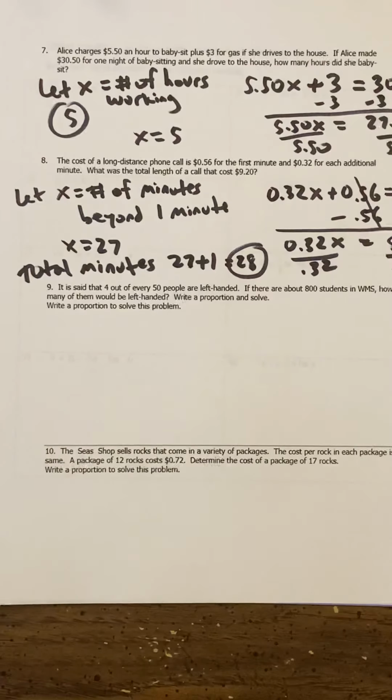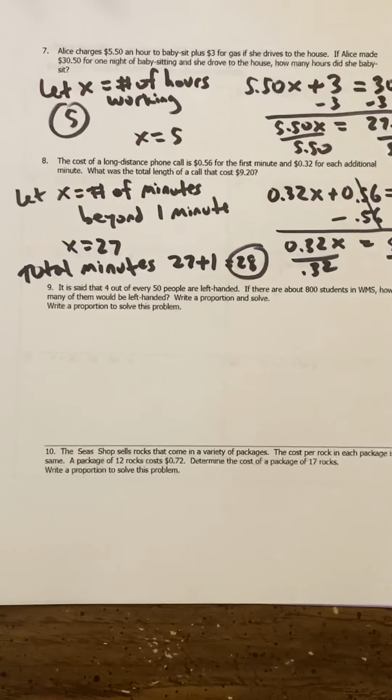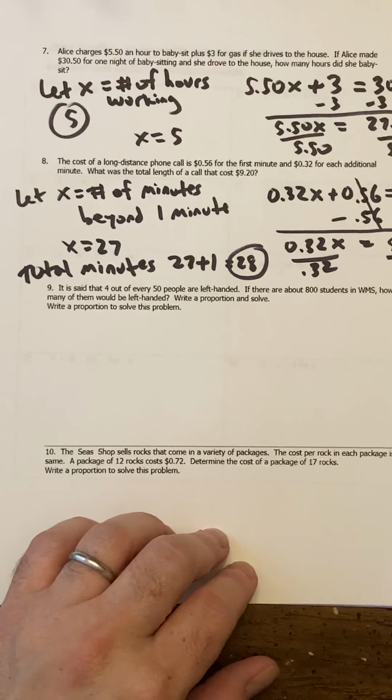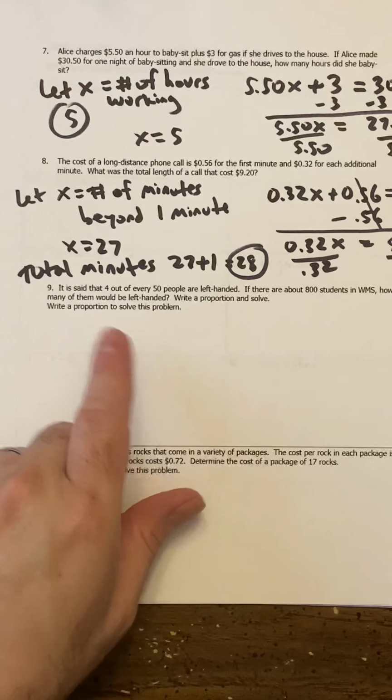This is a different kind of problem. This is going to be a proportion. It is said that 4 out of every 50 people are left-handed. If there are about 800 students in WMS, Woodmere Middle School, how many of them would be left-handed? Write a proportion and solve. So let's take a look.